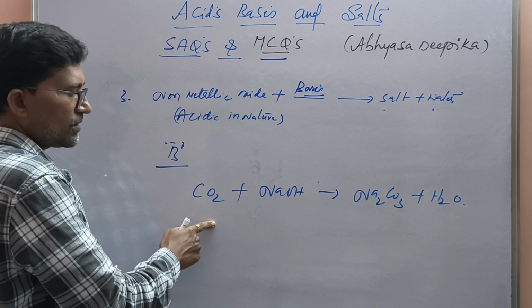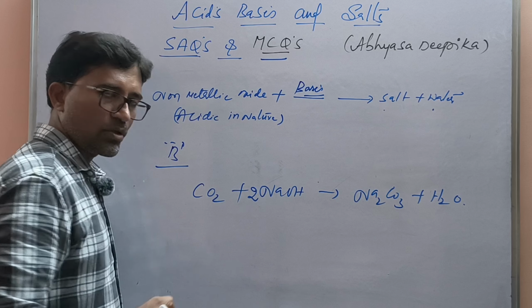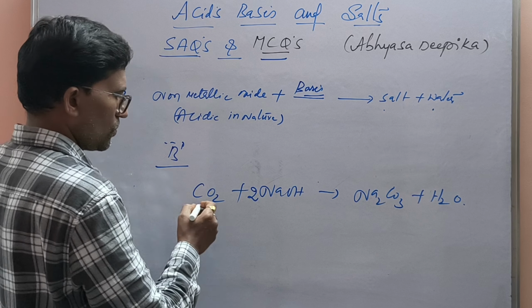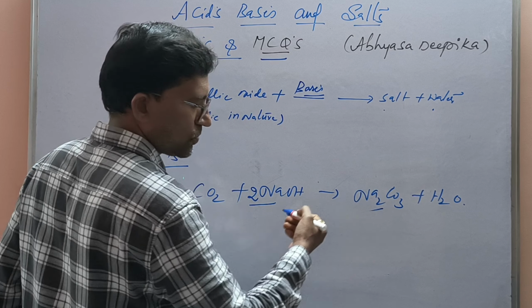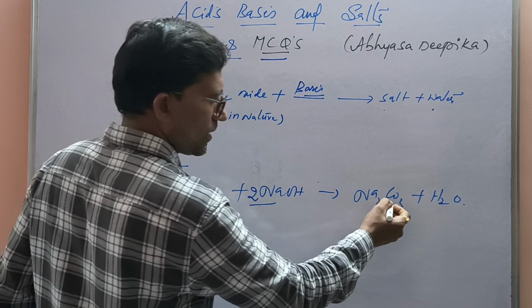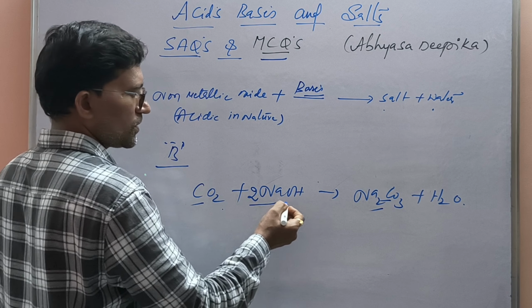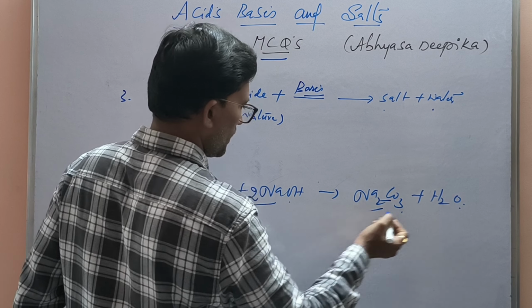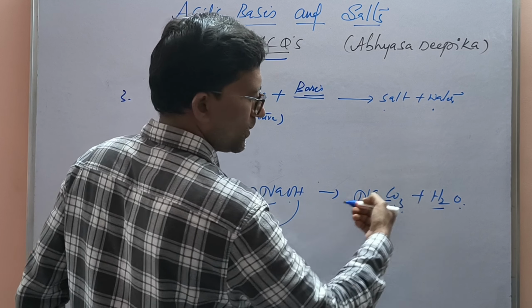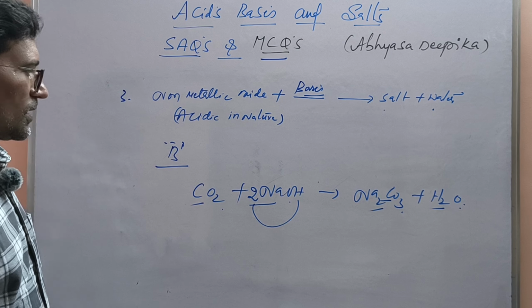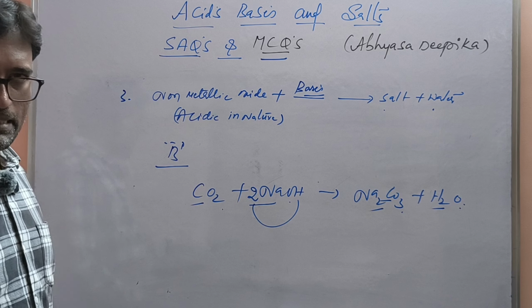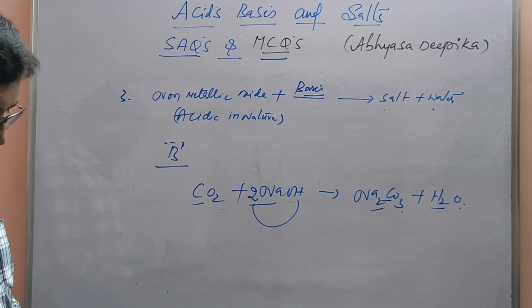I will show you the balancing. Carbon dioxide is a non-metallic oxide, reacts with the base, I am taking 2 molecules of sodium hydroxide, gives rise to, how many sodiums are there? 2. You got 2 sodiums. How many carbons are there? 1. How many oxygens are there? 2 plus 2, 4 are there. Here you got 3 and 1 here. How many hydrogens are there? 2. Is it clear? So this is a reaction, explained with one equation.